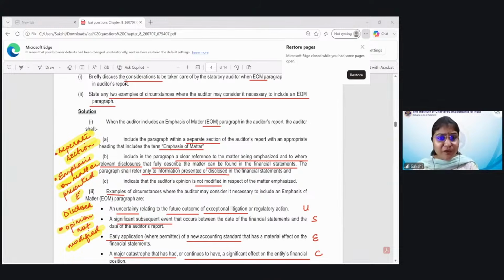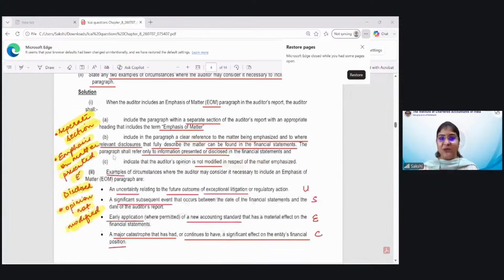Is this clear to all of you? We will do the answer, but the basic points you should know. When does emphasis of matter come? When some information is presented and disclosed in the financial statement. A separate section is there, and the auditor mentions that his opinion is not modified on the said matter. Just because he has given an emphasis of matter doesn't mean that he is qualifying the report. He just emphasizes the matter. Clear to all of you?